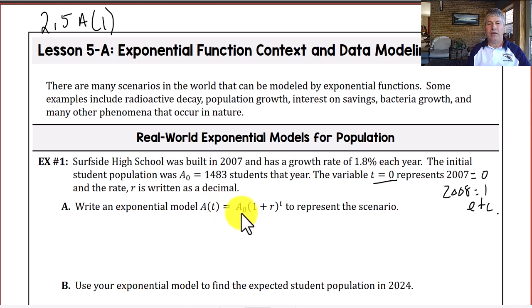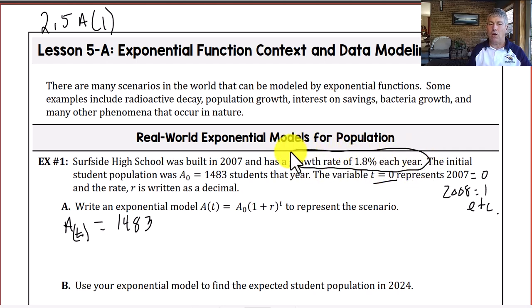So our variable is t. A sub 0, well, that's going to be the 1483. They gave that to us already. So A sub t equals A sub 0, 1483. We got that right out of the word problem. Times 1 plus R to the t. Well, we have a growth rate, R, of 1.8%, or 0.018. But plus 1. So 1 plus 0.018, kind of like the sales tax example. So we've got 1.018 as our R now, all raised to the t.